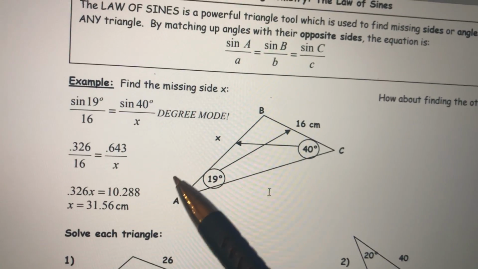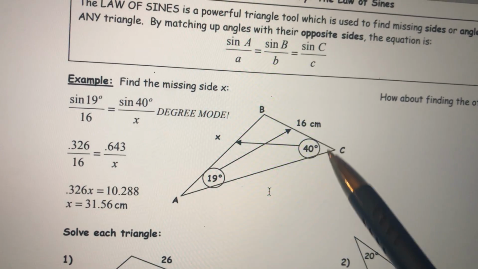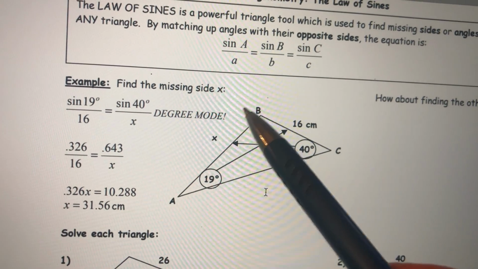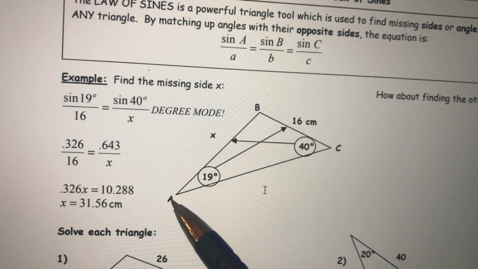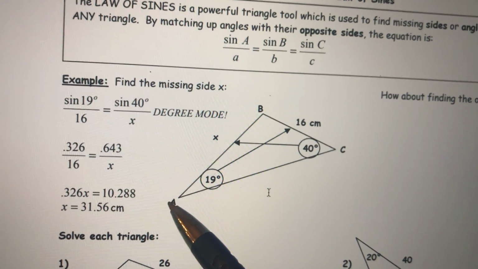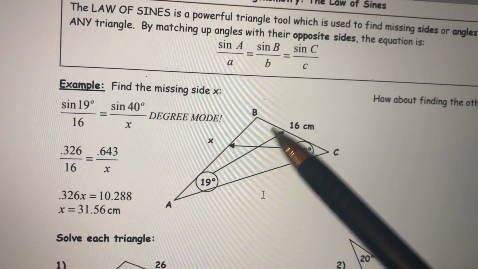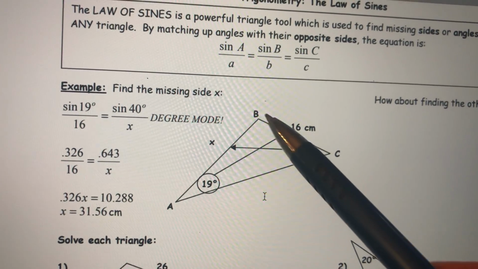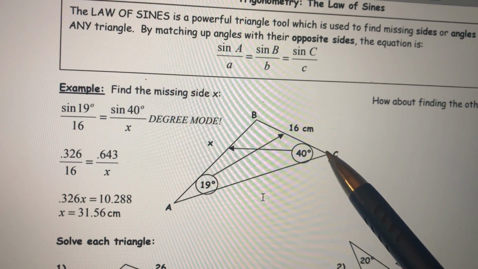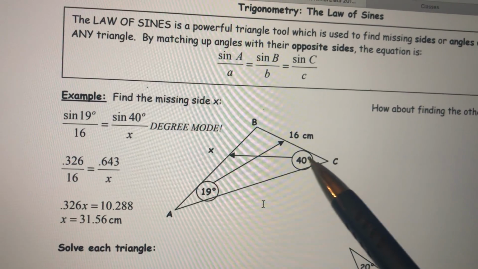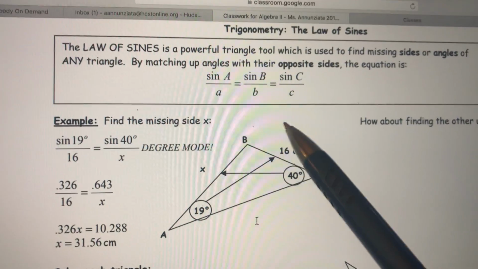Usually the angles A, B, C are noted with capital letters, and then the small letters are for the sides right across. So this would be the sine of angle A, and then the side right across from it would be little a. And this would be angle B, and then the side right across would be little b. And this would be angle C, and then the side right across would be little c.